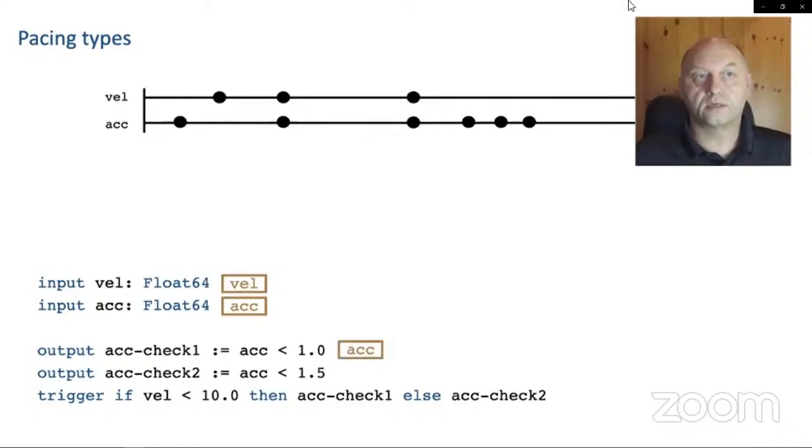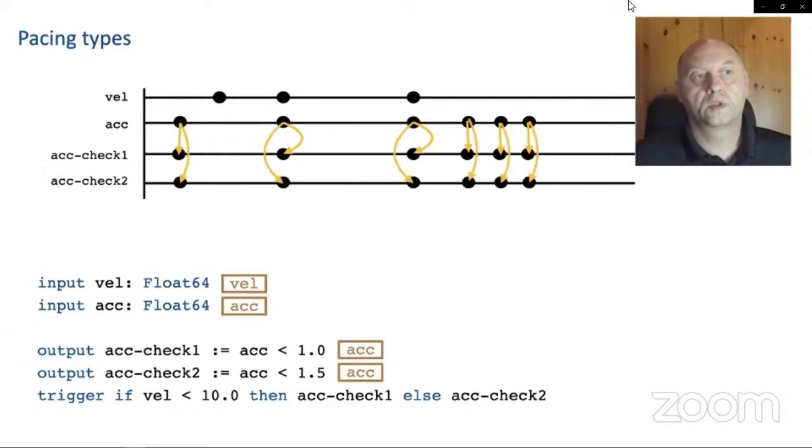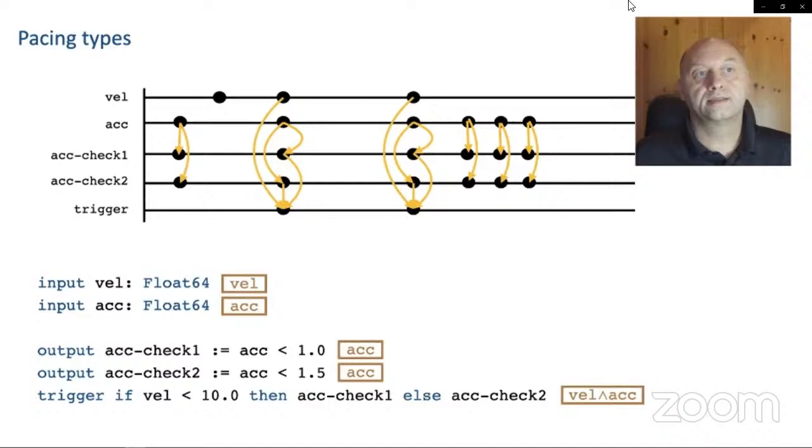Now, acceleration check 1 depends only on acceleration. Its pacing type is therefore also acceleration. Acceleration check 1 is computed whenever a new acceleration value comes in. The same thing holds for acceleration check 2. Now, the trigger condition actually depends on both velocity and on acceleration. Its pacing type is therefore the conjunction of velocity and acceleration. This means that the trigger condition is evaluated when we have both a velocity and an acceleration value available.